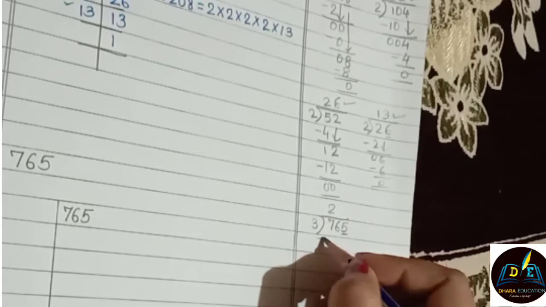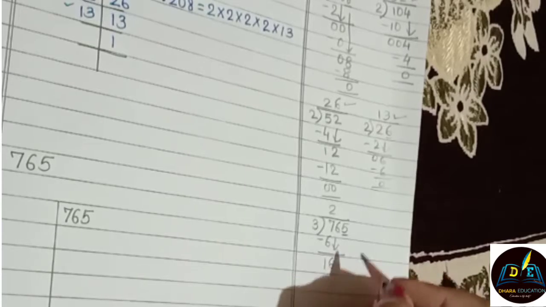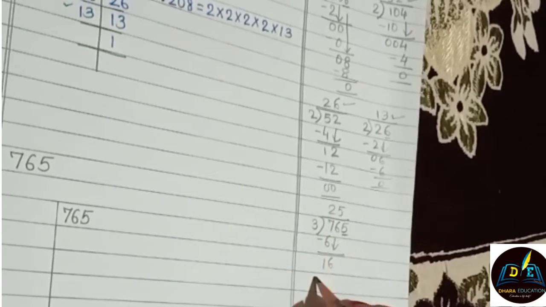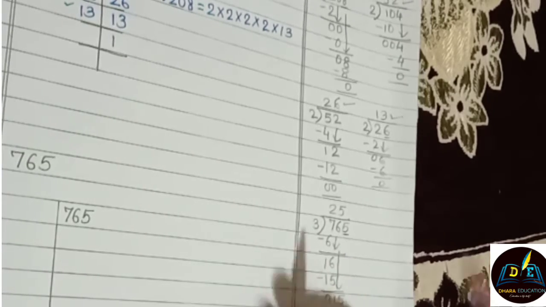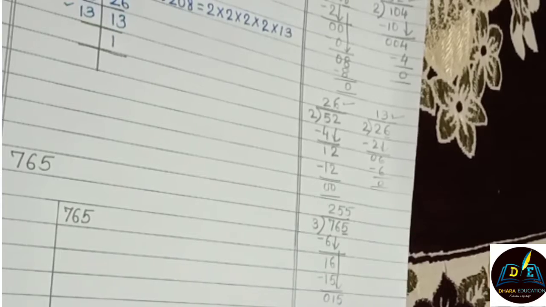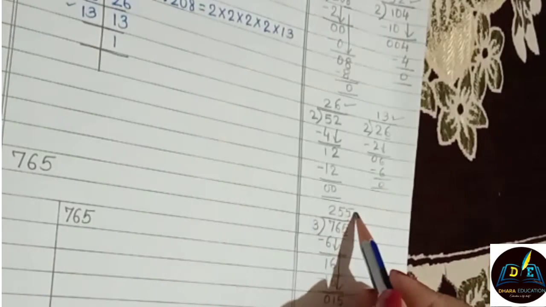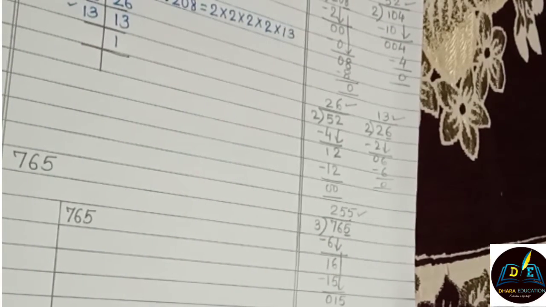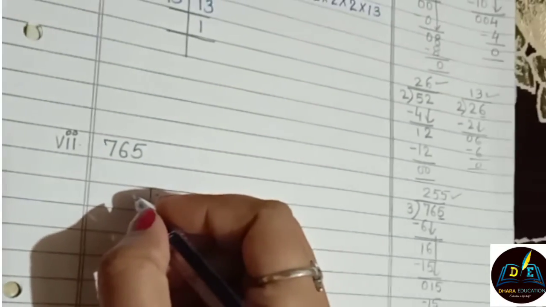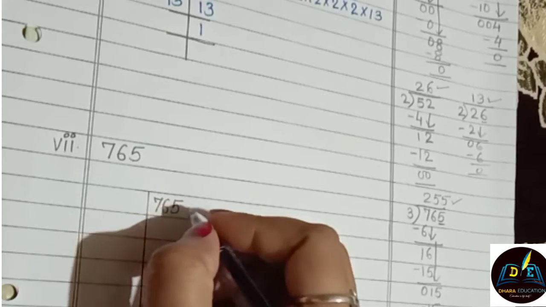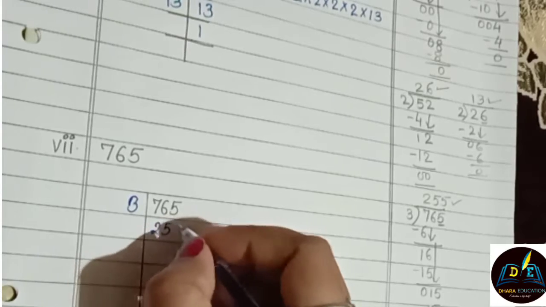3 2s are 6. 7 minus 6 gives you 1. This 6 will come down. 3 5s are 15. 0 1. This 5 will come down. 3 again 5s are 15. So with this we are getting 0 balance. So the quotient which we have got is 255. Likewise we will write here that 765 is getting divided by 3 and we are getting 255.